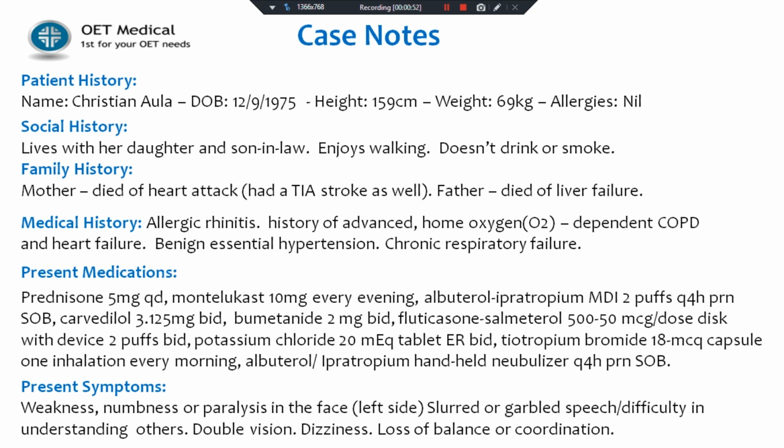The person is Christian Ola, date of birth, height, weight, allergies nil. Bit of social history, who she lives with, pastimes, and a mention of habits. Doesn't drink or smoke. Bit of family history. Again, you will be looking at things like this. Is it relevant? Is it not relevant?